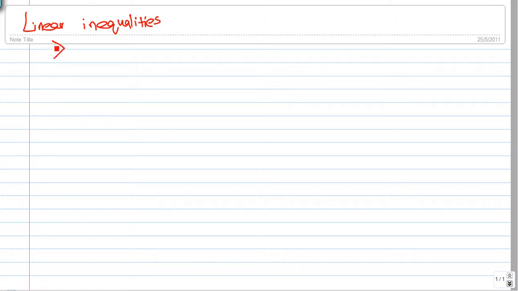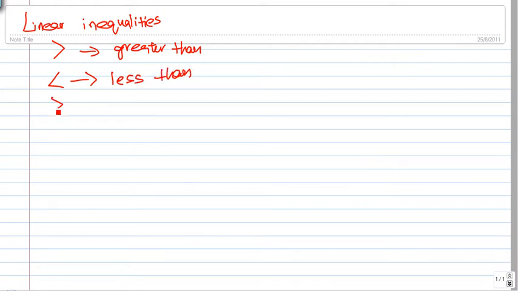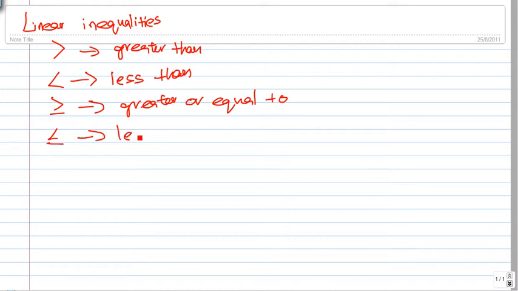Greater than. This means greater than. Alright, this means less than. Okay, this means greater than or equal to. Okay, this means less than or equal to.